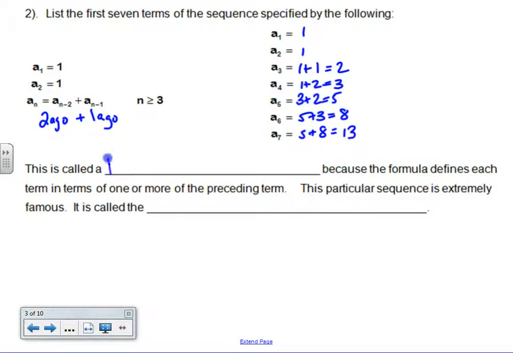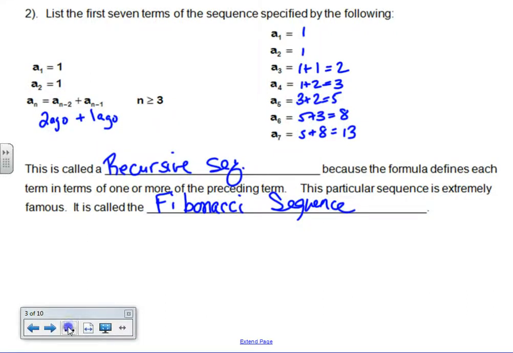This is called a recursive sequence because the formula is defined in context of some of its preceding terms. And this is a very special recursive sequence. It's very famous. It's called the Fibonacci sequence. And I believe there's 2 C's in Fibonacci. It's Italian. There you go.